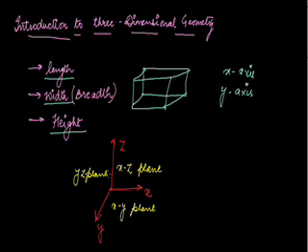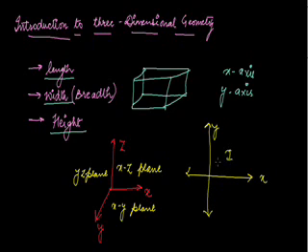Till class 10 we were talking only about the xy plane, where this used to be our x-axis and this used to be our y-axis. This used to be first quadrant, second quadrant, third quadrant, fourth quadrant. But now we require a third axis if we want to locate any point in 3D.